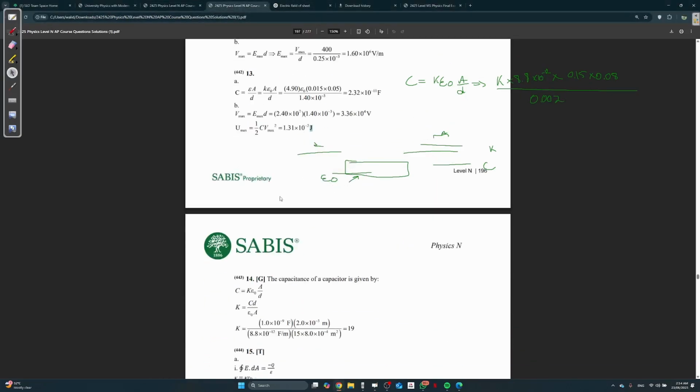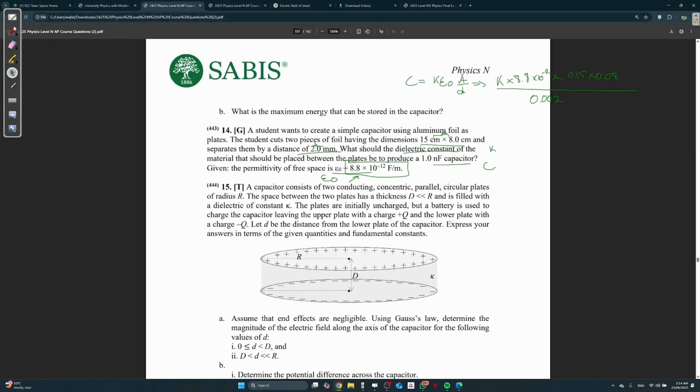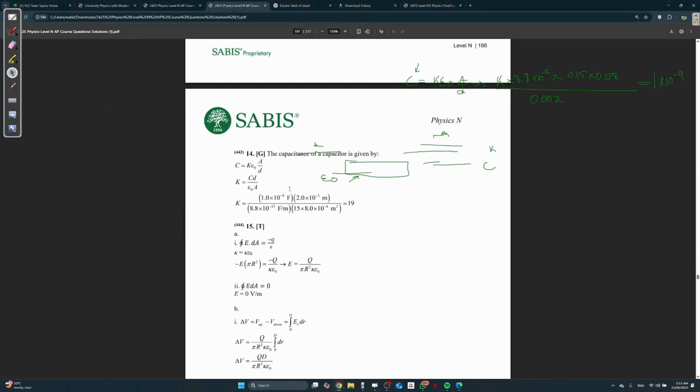On your calculator, when you find K, this should all be equal to your capacitance 1, so 1 times 10 to the minus 9, because it's nano. So over here you get 1 times 10 to the minus 9 times 0.002 divided by 8.85 divided by 0.15. Yeah, okay, perfect. That should get 19.